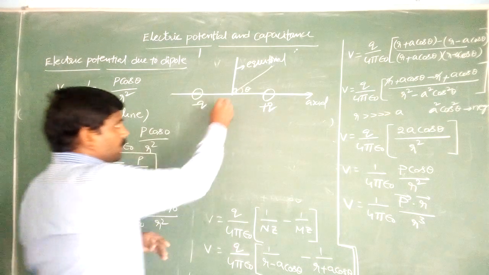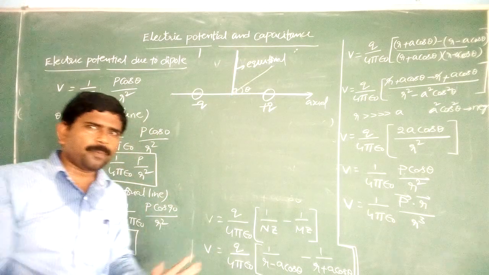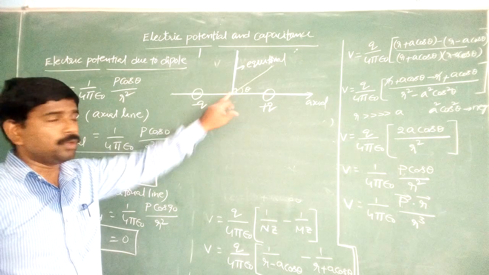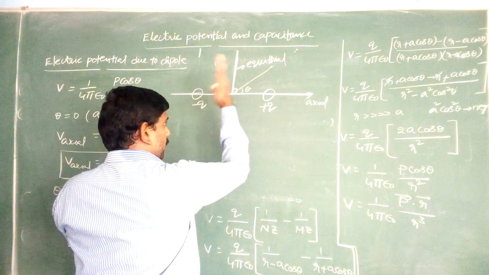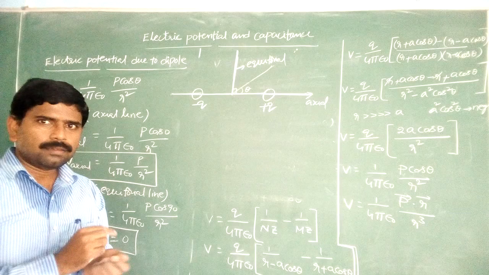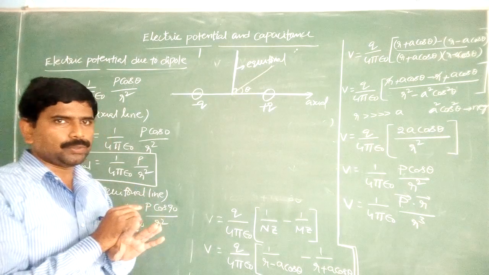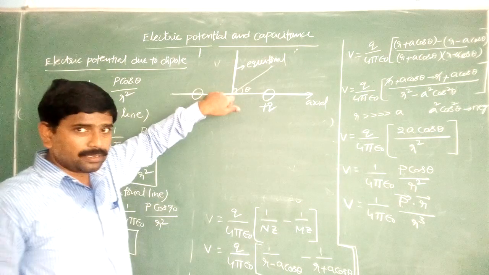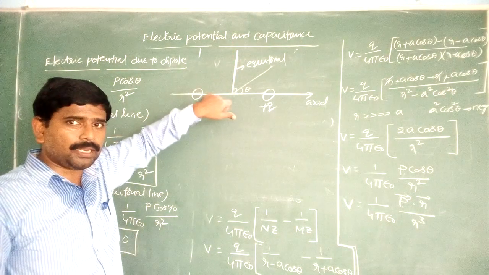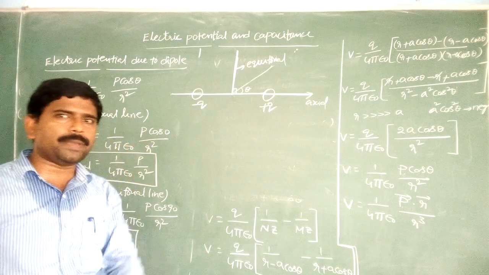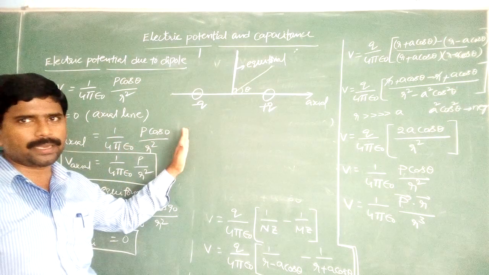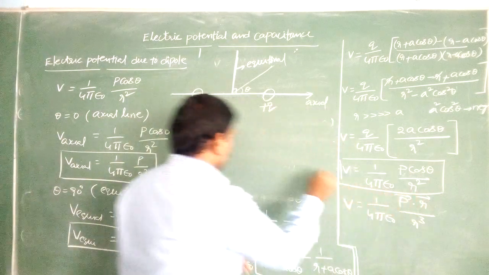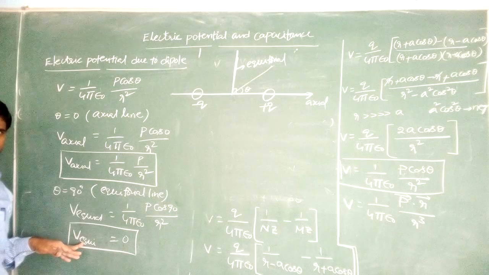So on this line, if you take any point, the electric potential must become 0. Here we call this plane the null plane, meaning potential is equal to 0. These are also called null potential points. At any point on the equatorial line, the net potential must become 0. This is the electric potential due to the electric dipole on the axial line and on the equatorial line.